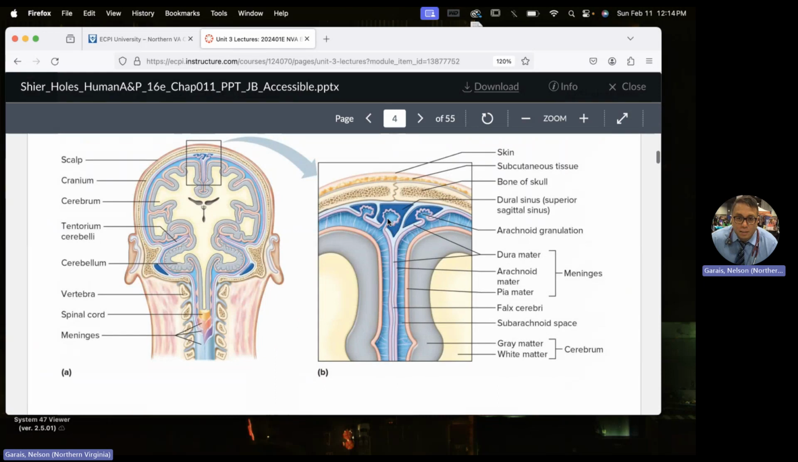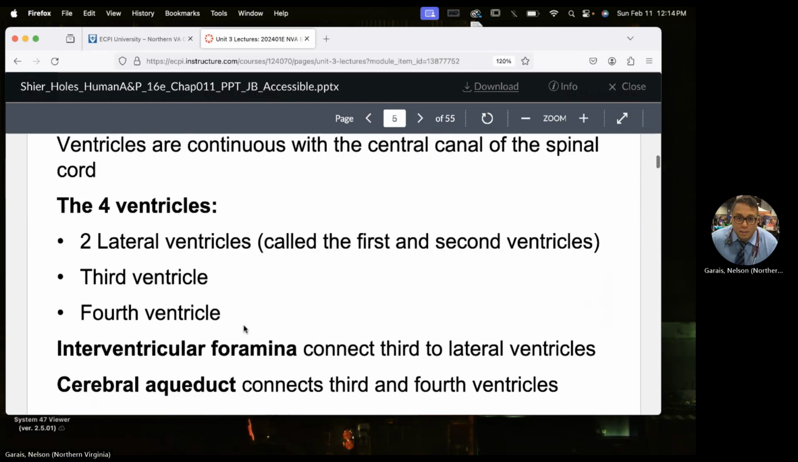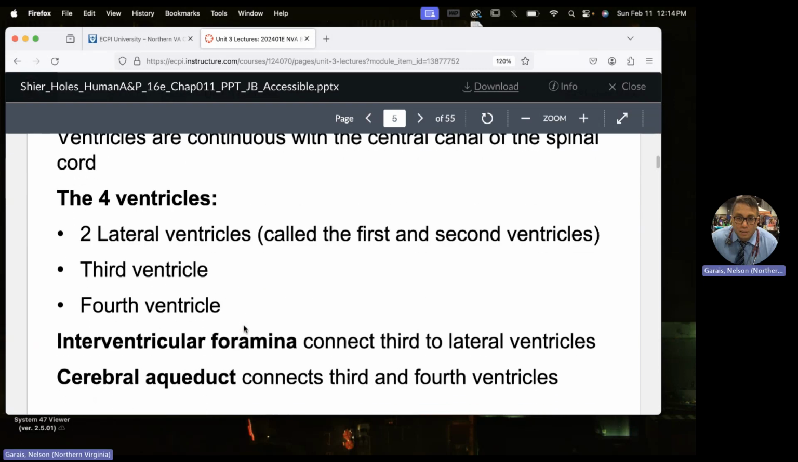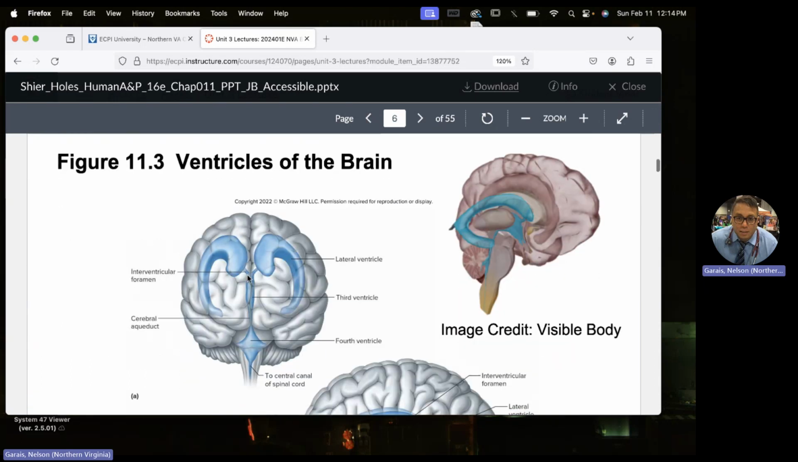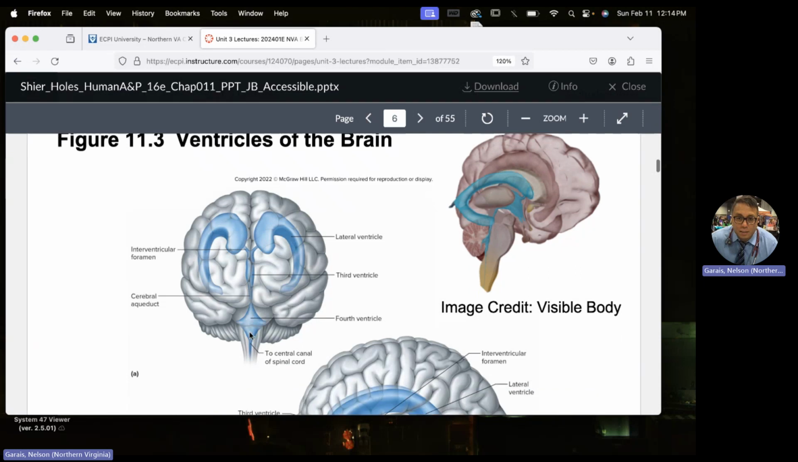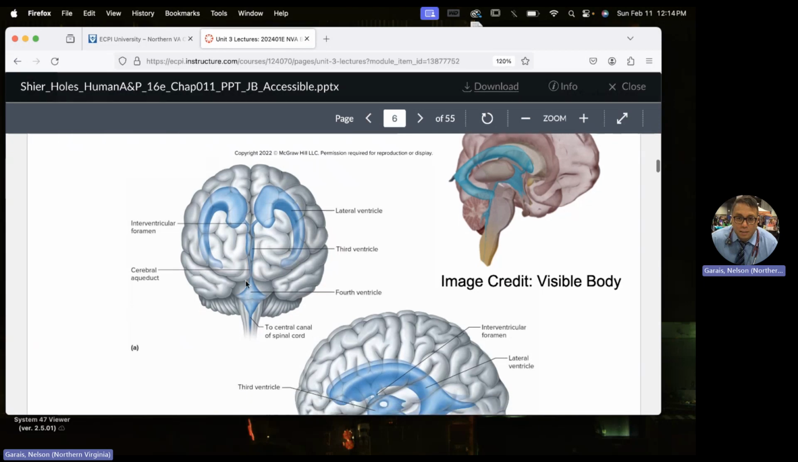Picture here, nice to know. I don't even show this picture even for lab. Ventricles, two lateral and a third and a fourth. The lateral ventricles are connected by the interventricular foramen here. Number 3 and number 4 are connected with the cerebral aqueduct. The cerebrospinal fluid is all throughout all 4 of these ventricles, or rooms, and the fluid is constant. So whatever goes in goes out.